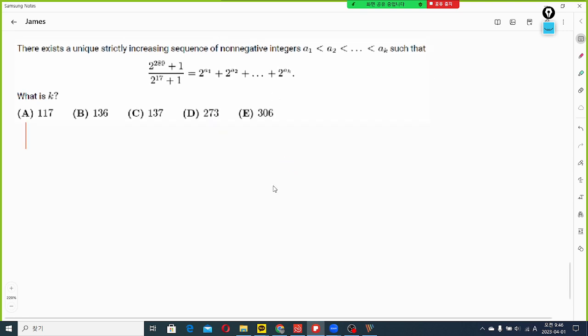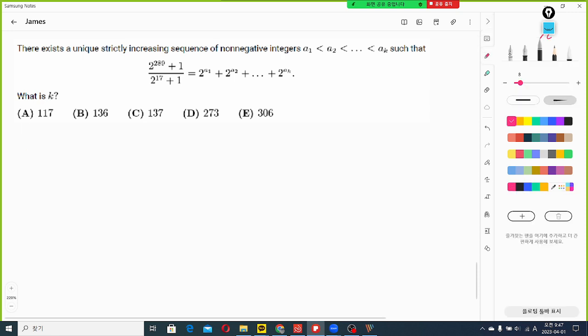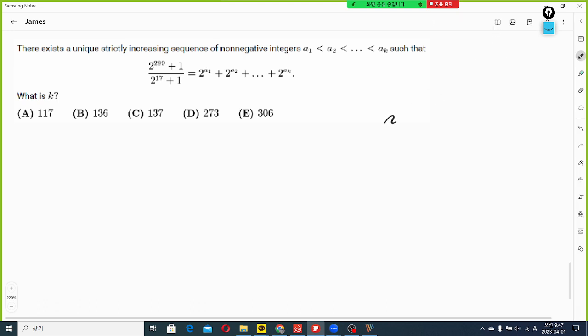So in this problem, we want to find the number of terms on the right side. So if we set the variable x for 2 to the 17th power, then 2 to the 289th power is equal to x to the 17th power, because 289 is 17 squared. So we can change the left side.